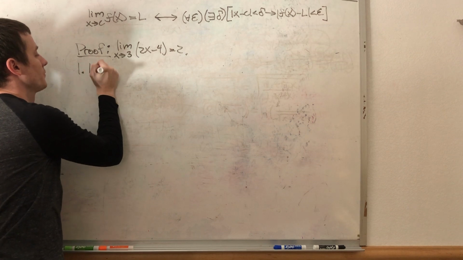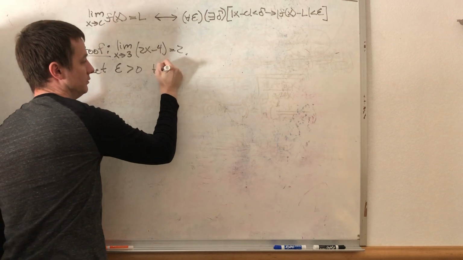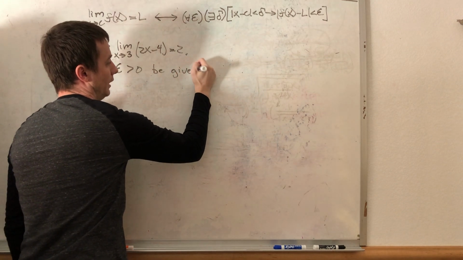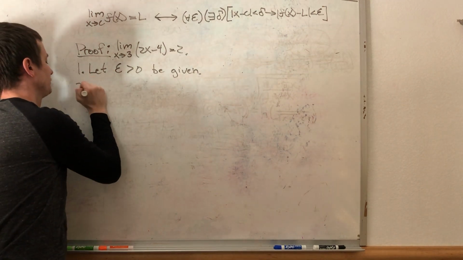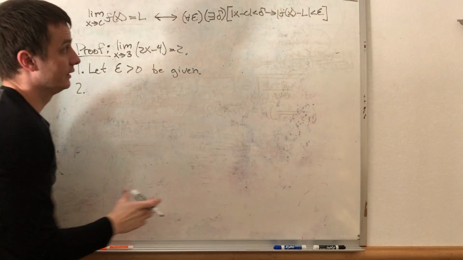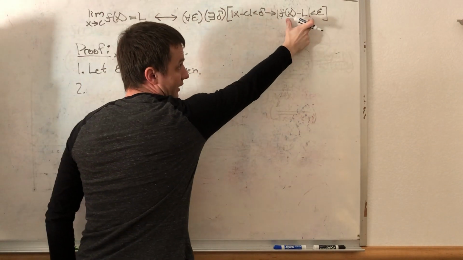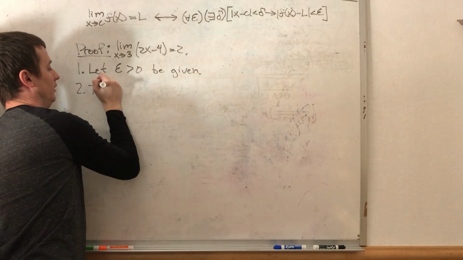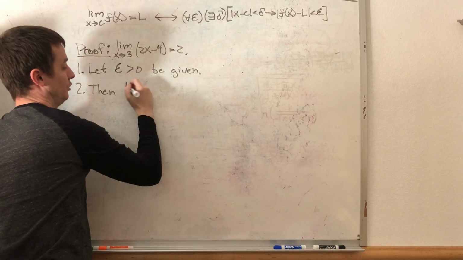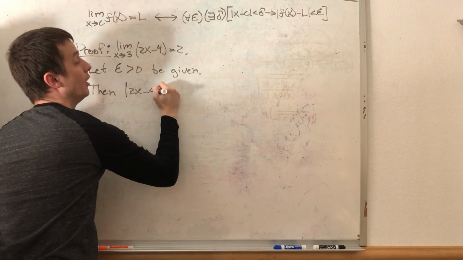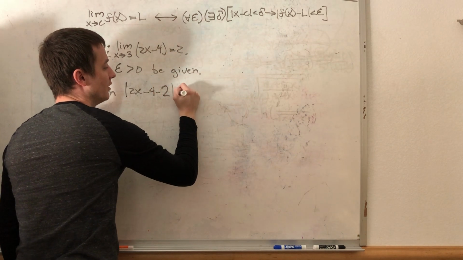So, step 1: let epsilon greater than 0 be given. We don't know anything about it except that epsilon is some number greater than 0. Our job is to find a delta that satisfies this. So we're trying to find the delta that makes this implication true. What is this in terms of our problem? So then the absolute value of f of x, our f of x is 2x minus 4, minus L, our L is 2, that's what we're saying the limit is, less than epsilon.